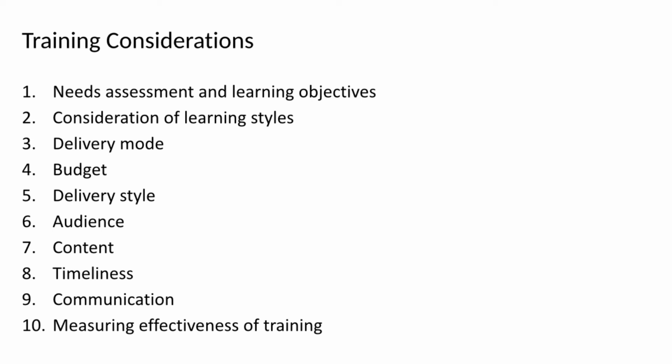Seventh is content. What needs to be trained? How will the information be sequenced? Eighth is timeliness. How long will it take to design the training? Is there a deadline for training to be accomplished? Next is communication. How will employees know the training is available to them? So there should be a dissemination and proper communication of the notice of the training. And lastly is measuring effectiveness of training. How will the organization know if training has worked?